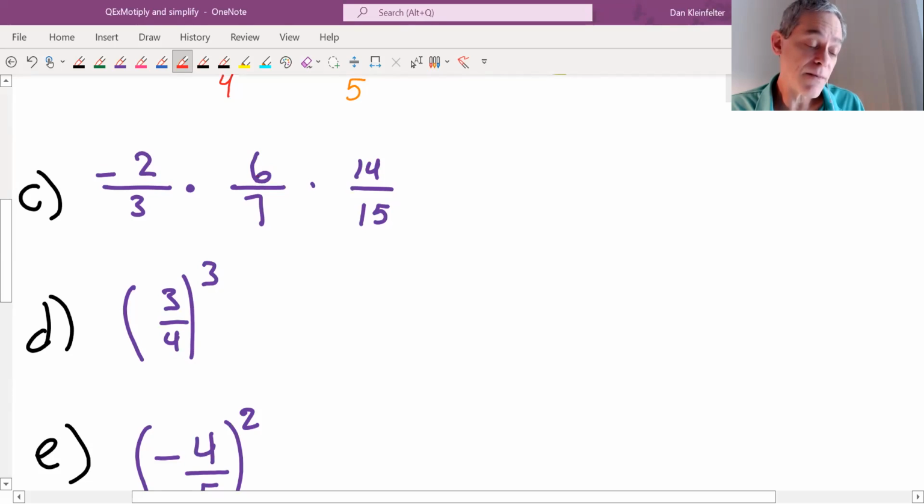6 and 3 have a common factor of 3. 6 and 15 both have a common factor of 3. Which should I use? Doesn't matter. Take your pick. Whichever you like, whatever seems easiest is probably a good choice. Okay, so I'm going to take the 6 and the 3 first. So 3 divided by 3 is 1. 6 divided by 3 is 2.